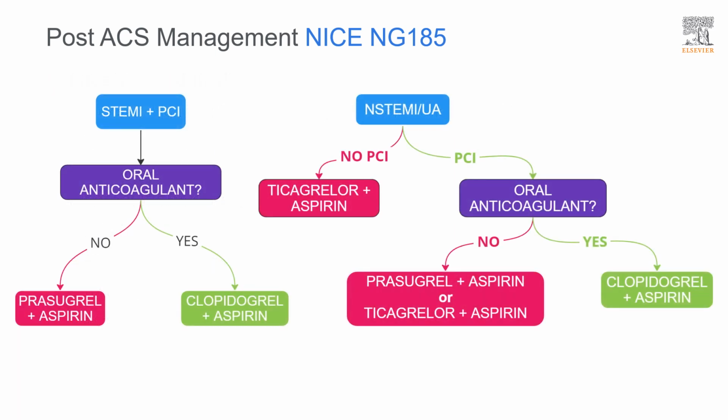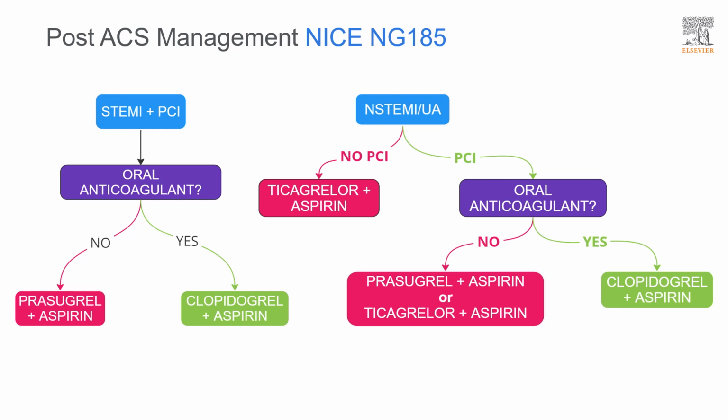So don't get worried about this, guys, but let's have a think about this first, okay? You've got your STEMI patients, and this is specifically a STEMI patient that's undergone primary PCI. So we're looking at the left picture here. The question you're going to ask for these patients is: are they on an oral anticoagulant such as warfarin, apixaban, rivaroxaban? Because they constitute a large population of people who have ACS. Those patients who have STEMI and have had PCI and are on oral anticoagulants should receive clopidogrel and aspirin. However, if they're not on an oral anticoagulant, then they should get prasugrel and aspirin instead.